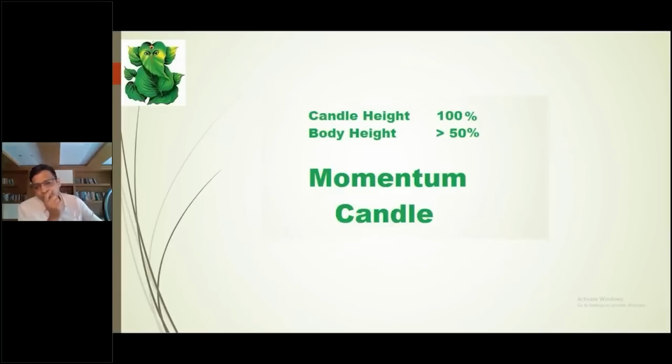If candle height is 100%, and the body height is greater than 50%, I call it a momentum candle. यह भागने वाला candle है. It has wheels. It's in motion. It is that price which gets into motion. It is not static. It's the motion part of the price chart.